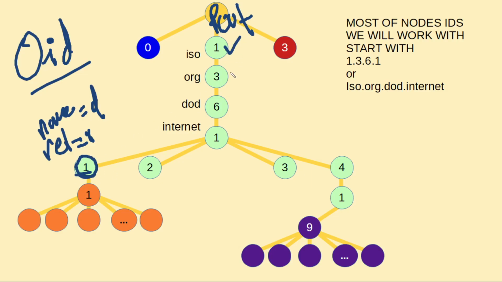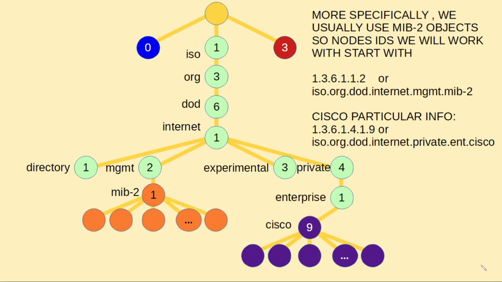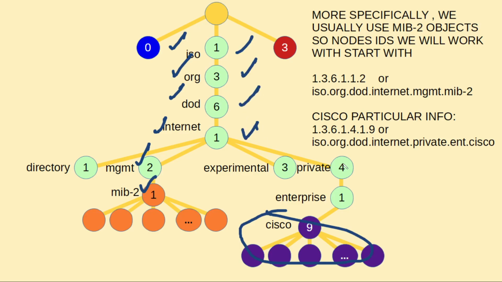So let's build this particular node object ID. It will be 1.3.6.1.1. If we wanted to use names, it will be iso.arc.dat.internet.directory. Most of the times we are going to work with object IDs that will start with the following sequence: 1, 3, 6, 1, 2, 1. If the object that we want to work with is offered particularly by Cisco, the sequence will start with 1, 3, 6, 1, 4, 1, 9.